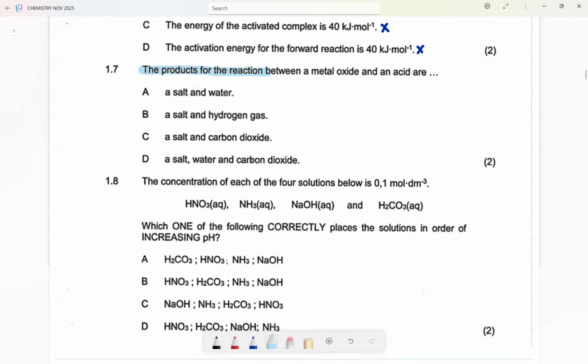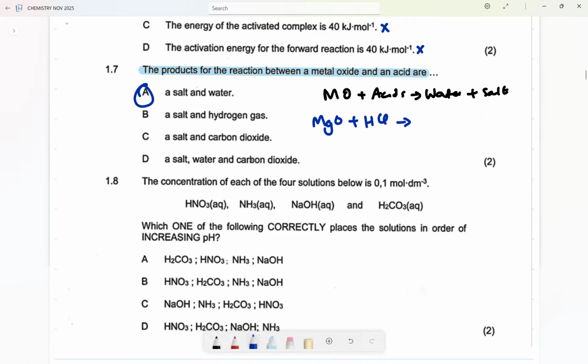1.7. The products for the reaction between metal oxide and acid are what? We know that metal oxides plus acids form what? Water and salt. You can make an example, by the way. Let me take magnesium oxide plus, let's say, HCl maybe. It will form magnesium chloride plus H2O. Okay, let's balance this like that. So this one is fine. Can you see it forms magnesium chloride plus water? Magnesium chloride is a salt, by the way.